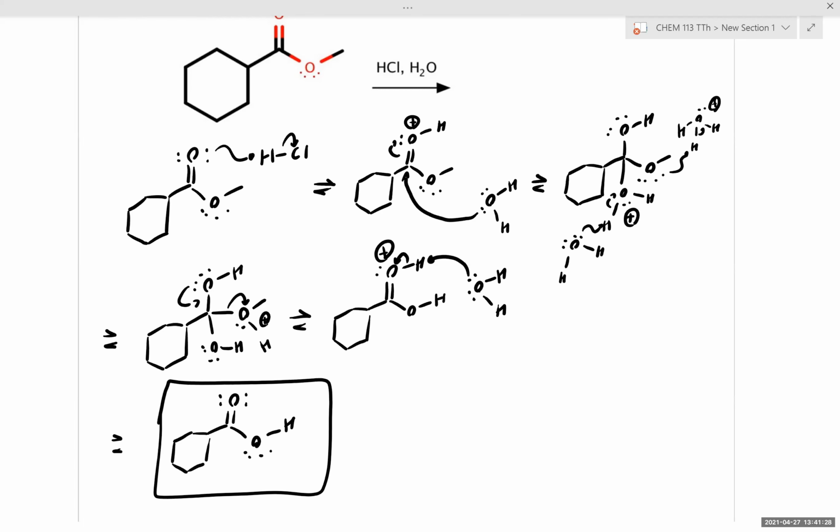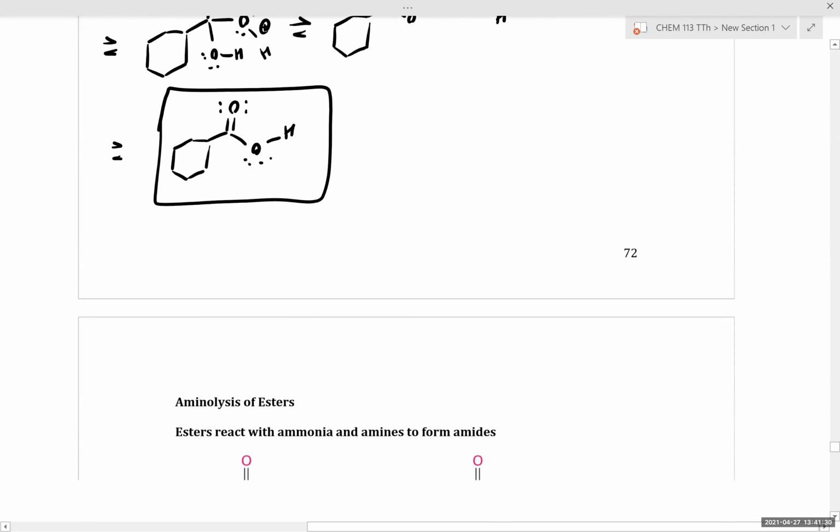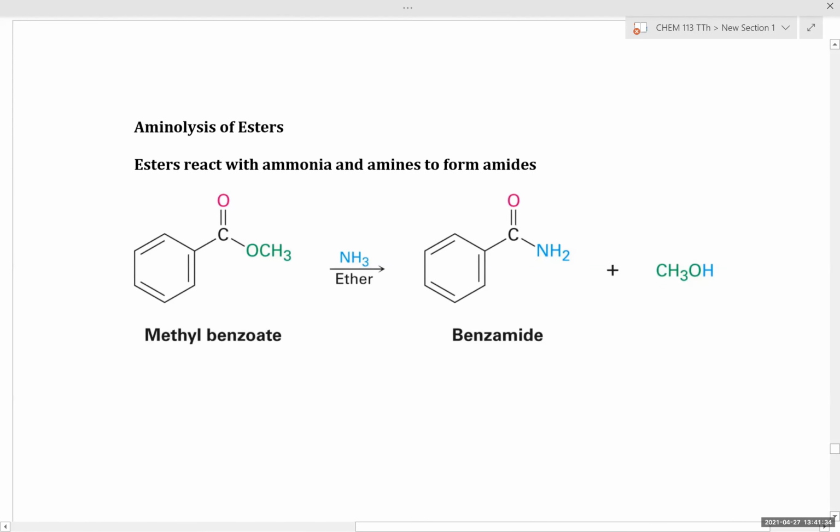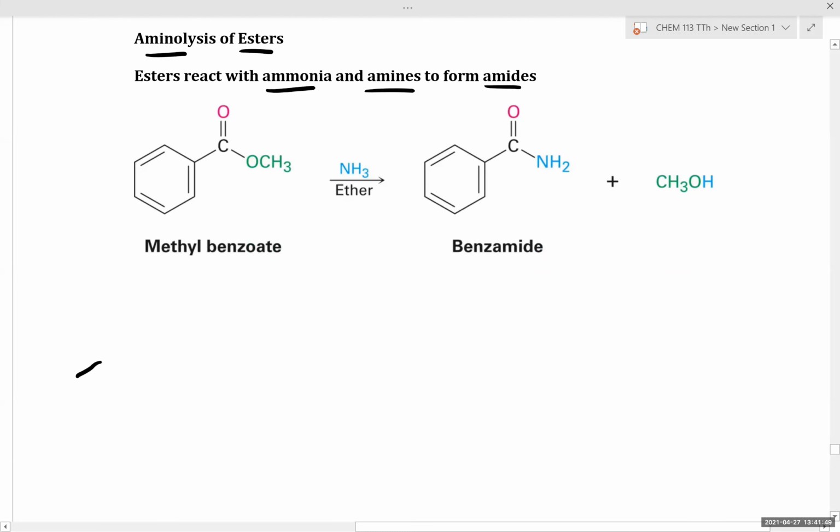Okay, perfect. So let's keep going then, and let's talk about another somewhat useful reaction, which is the aminolysis of esters. So esters can react with ammonia and other primary or secondary amines to form amides. In terms of the mechanism for this reaction, this is a textbook carbonyl substitution under basic conditions.